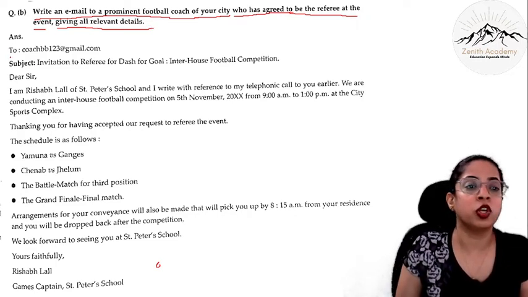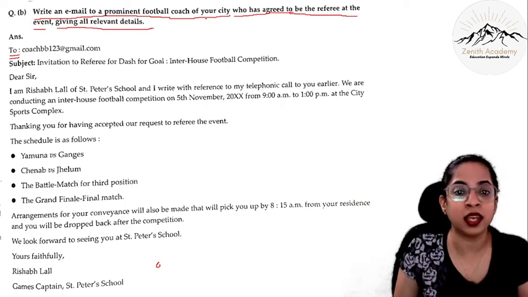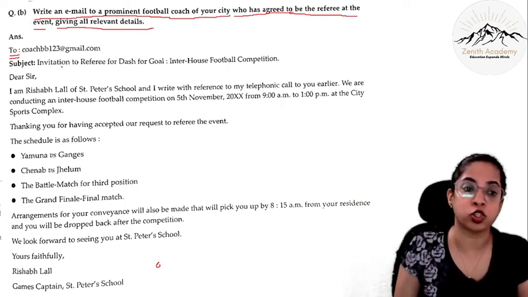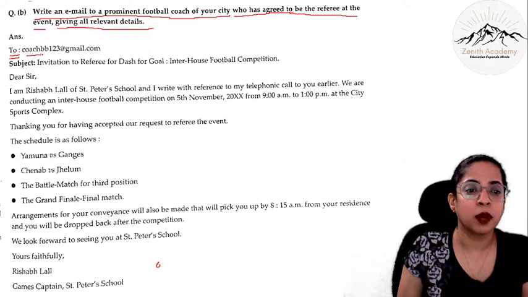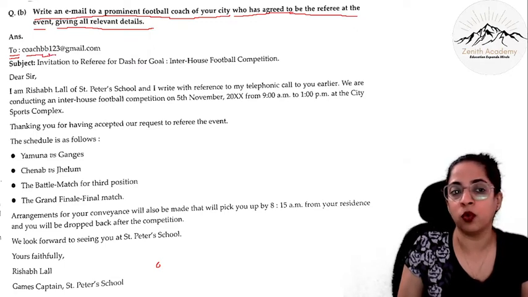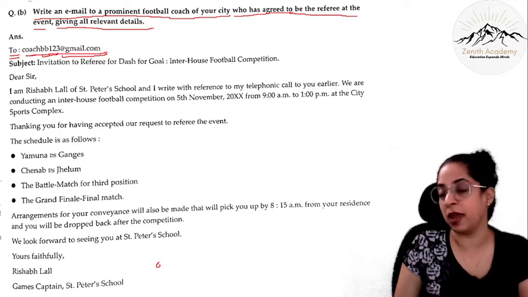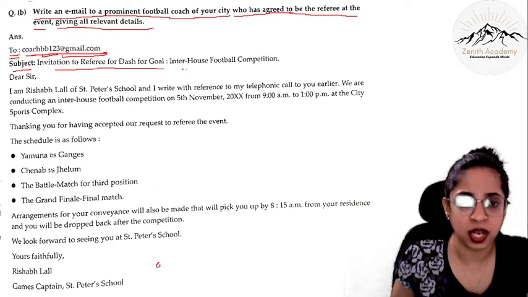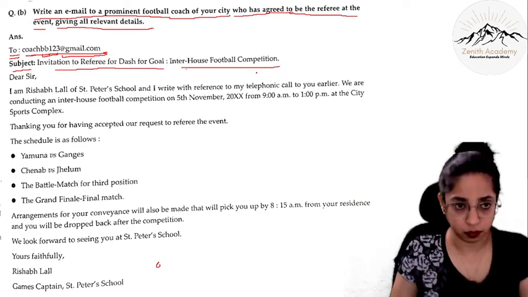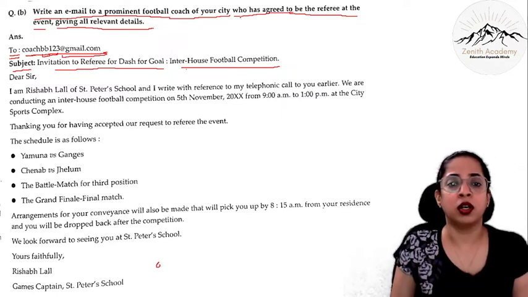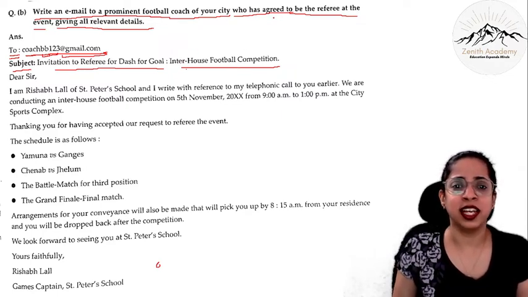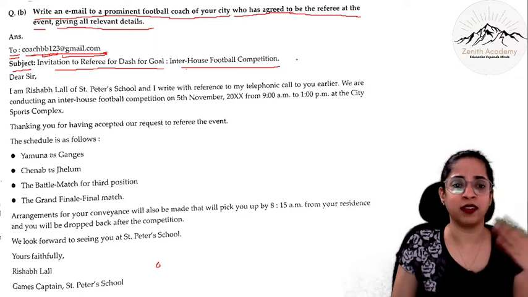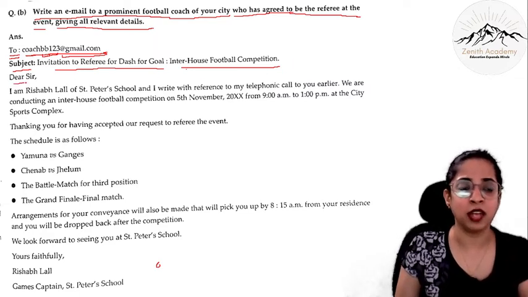Okay. So who will you write to? Is this to be written to the principal now? No, you are writing to the coach. So to coach BB or any school you can write 123@gmail.com. This is how you will formulate the mail ID. Then subject, invitation to referee for dash for goal, that is inter-house football competition. Now, he has agreed. So now you are giving a formal invitation and you are giving the information.